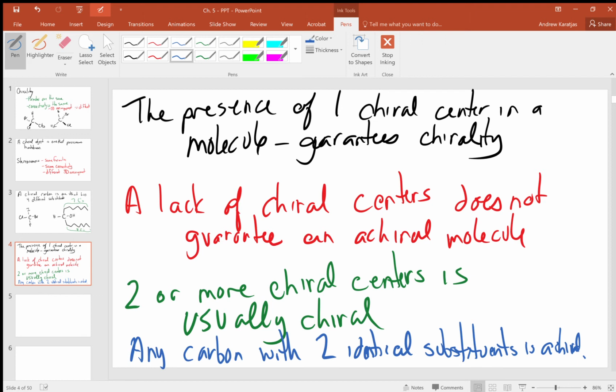Now, it's important to note that chirality is not the same thing as we talked about just before this with the idea of conformational isomers. If you want to interconvert between 2 of these stereoisomers, you actually have to break a bond. It's not just a bond rotation.